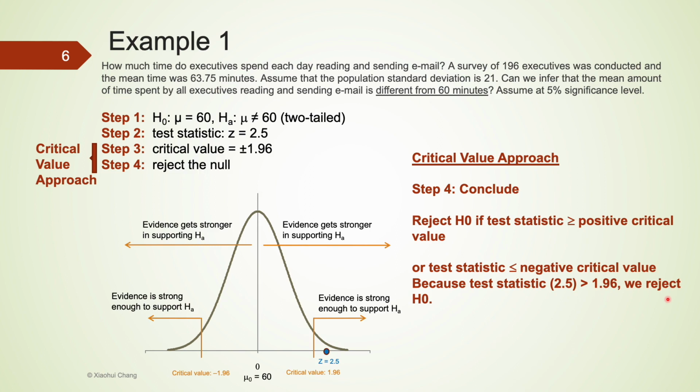What we have learned by carrying out a hypothesis test is that there is enough evidence from the data to prove that the average time spent by executives on emails is actually different from 60 minutes. Because we reject the null, we take the alternative. The alternative says the average time spent on emails is different from 60 minutes.